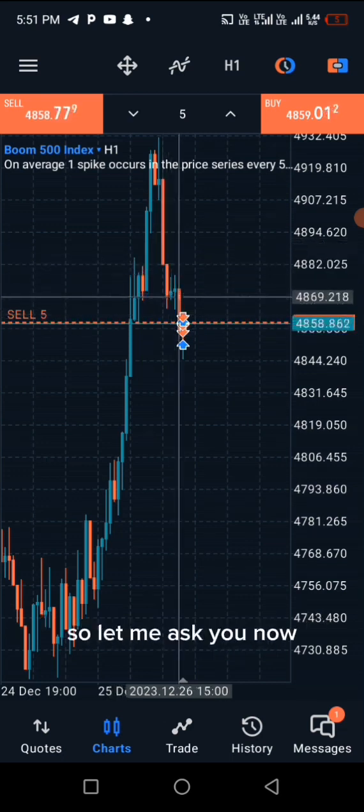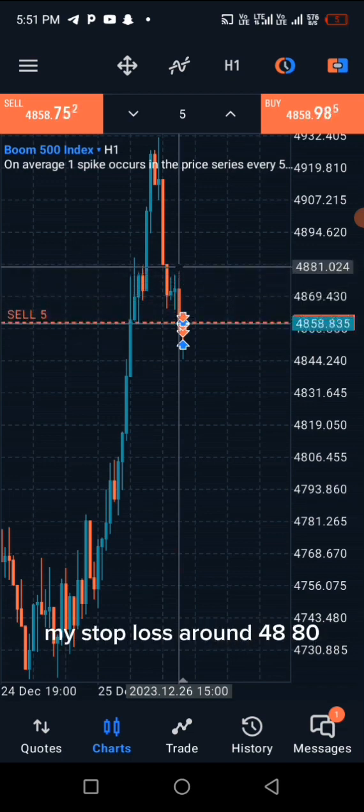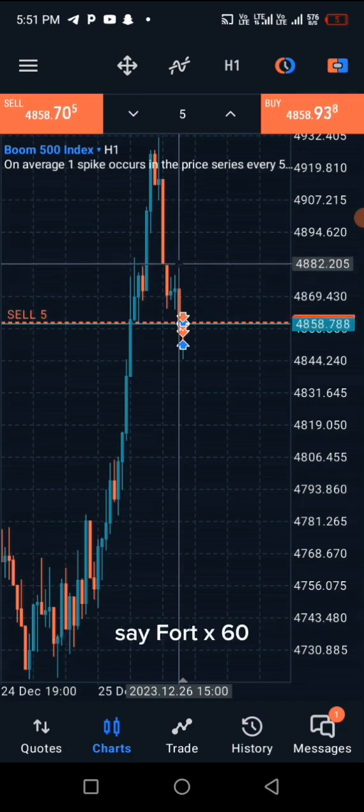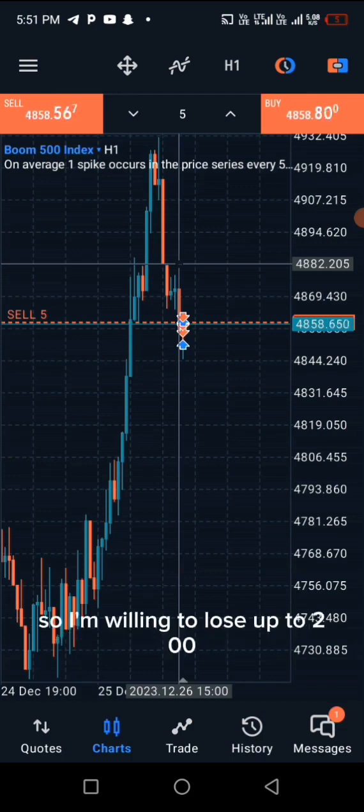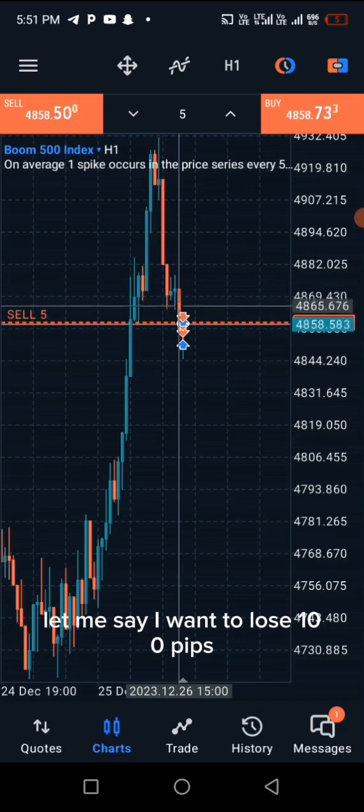Let me assume that my entry is 48.50, so I'm going to put my stop loss around 48.80. Okay, let me say 48.60. That's approximately 20 if you subtract, but in the real sense that is around 200 pips. So I'm willing to lose up to 200 pips of my account. But let me say I want to lose 100 pips.